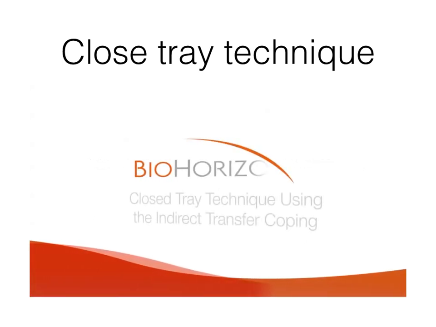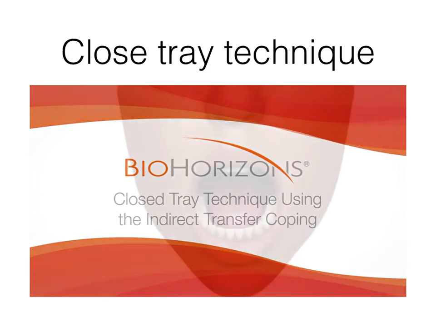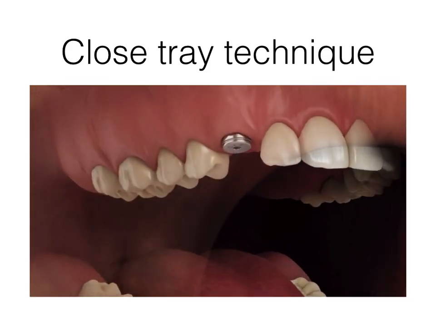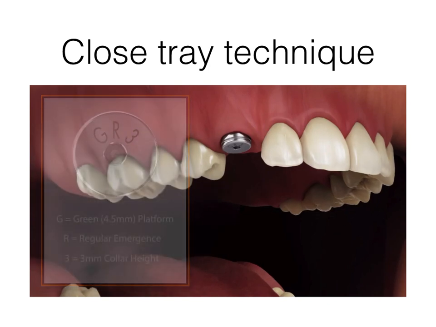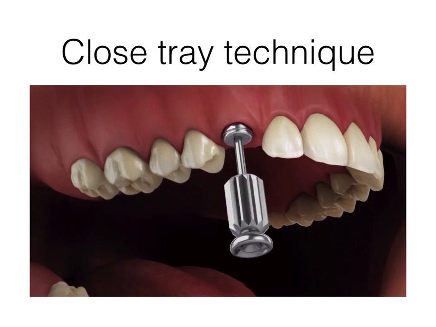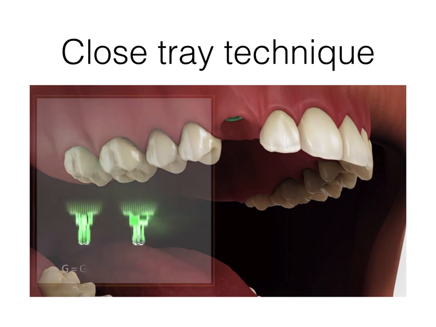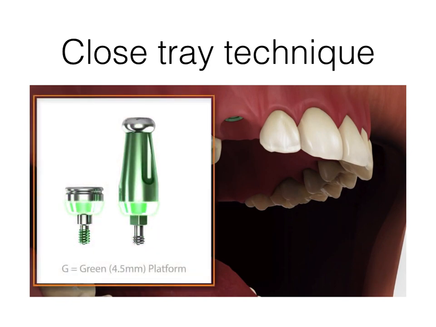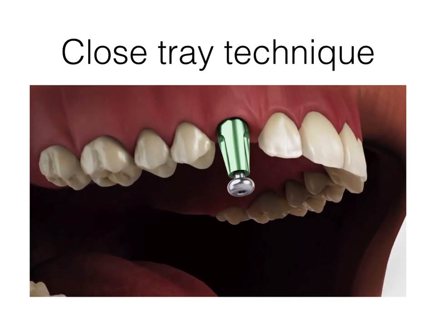Closed tray technique using the indirect scoop coping. Read the laser marking on the top of the healing abutment to verify the platform size, emergence, and collar height of the abutment. Remove the healing abutment and confirm that the prosthetic platform is free of any bone or soft tissue debris. Select the indirect scoop coping that matches the emergence and platform size of the healing abutment. Place the indirect scoop coping on the implant body and secure using the included screw.